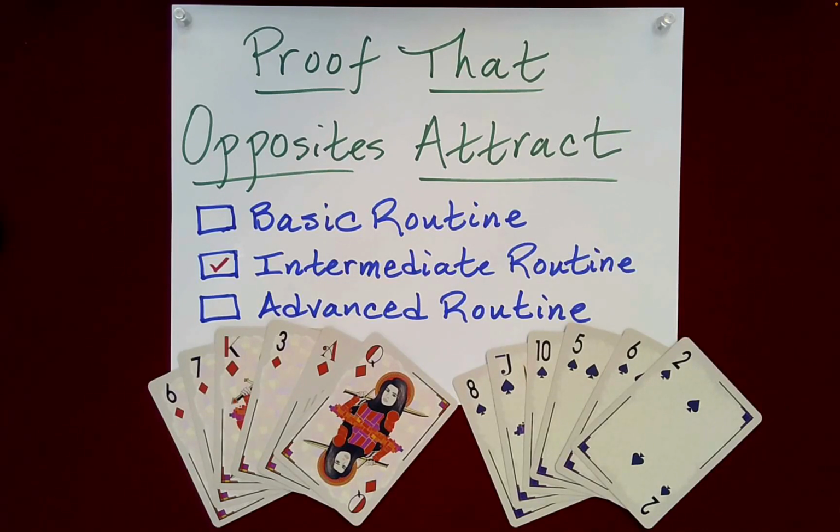Okay, we're going to look at the second video in this short series devoted to this very interesting routine entitled Proof That Opposites Attract. We're going to ratchet up the sophistication a little bit to the intermediate level. Okay, now it is true for this one, you actually do need 6 red and 6 black.